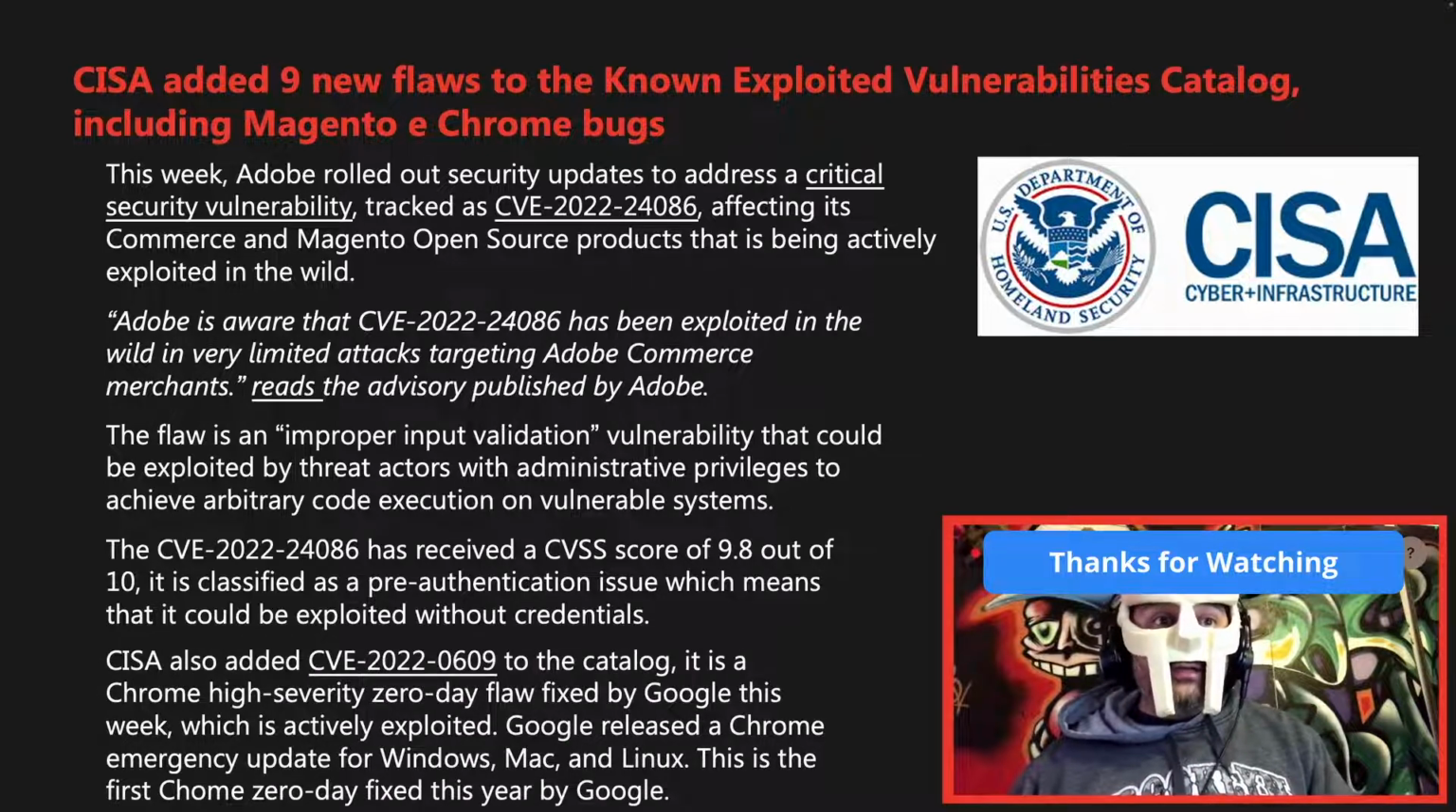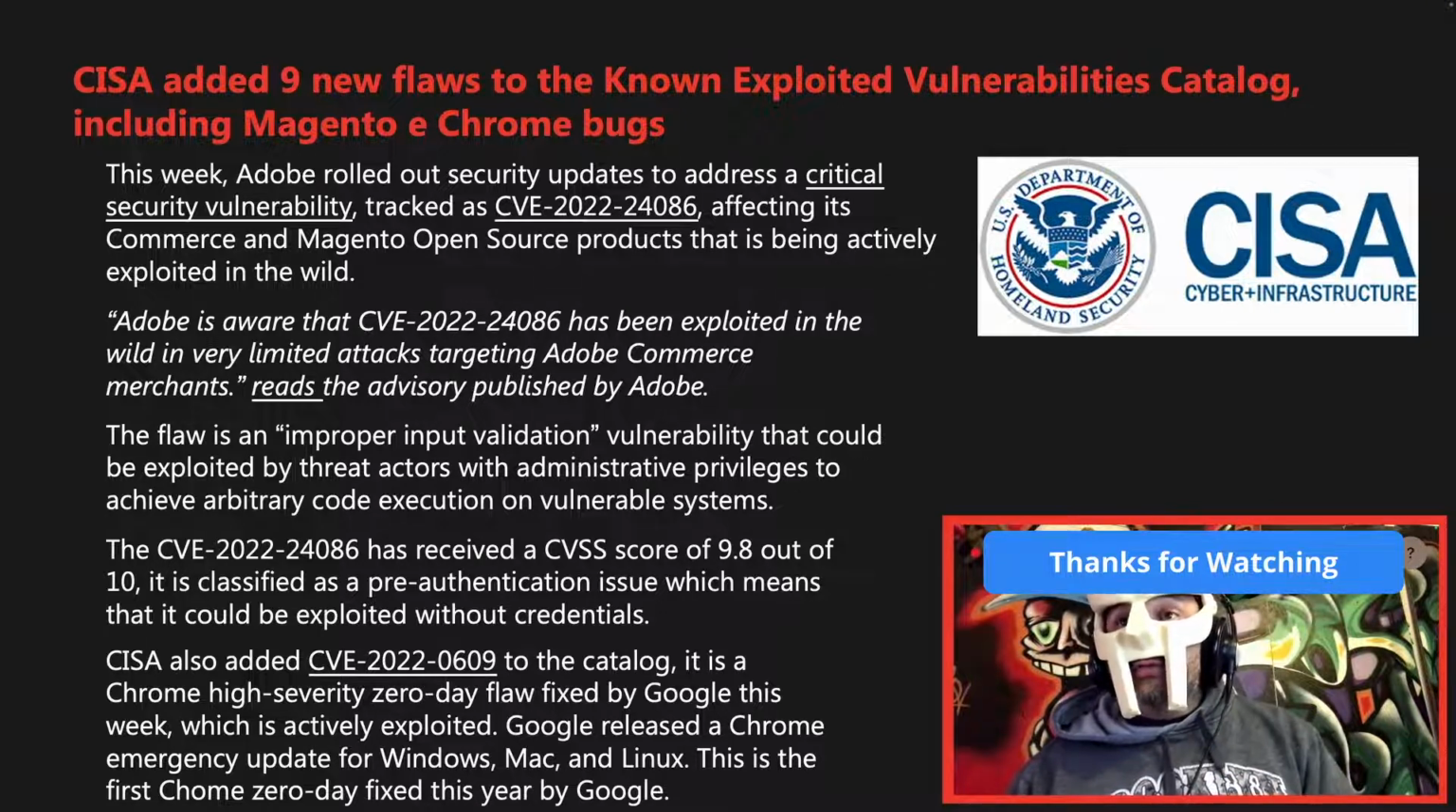CISA also added CVE-2022-20609 to the catalog. It is a Chrome high-severity zero-day flaw fixed by Google this week, which is actively exploited. Google released a Chrome emergency update for Windows, Mac, and Linux. This is the first Chrome zero-day fix this year by Google. The zero-day is a use after free issue that resides in animation. The bug was reported by Adam Weidman and Clément Lecigne of Google's Threat Analysis Group. Last week, the U.S. Cybersecurity and Infrastructure Security Agency added 15 more flaws to the Known Exploited Vulnerabilities Catalog.